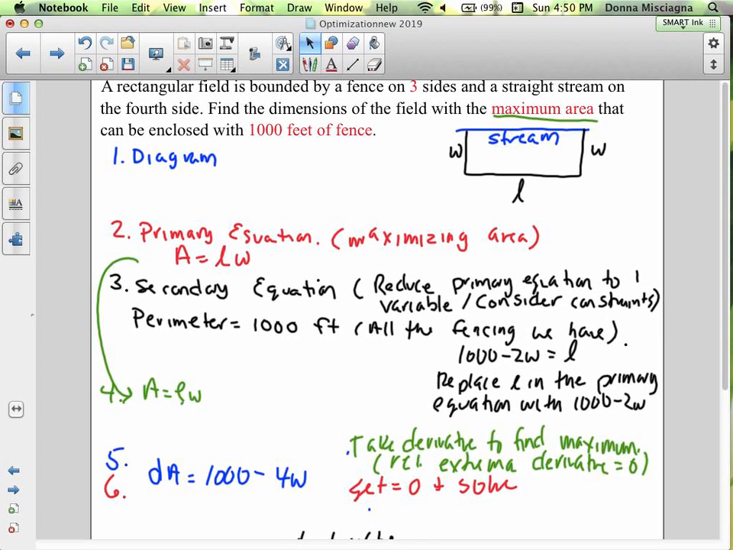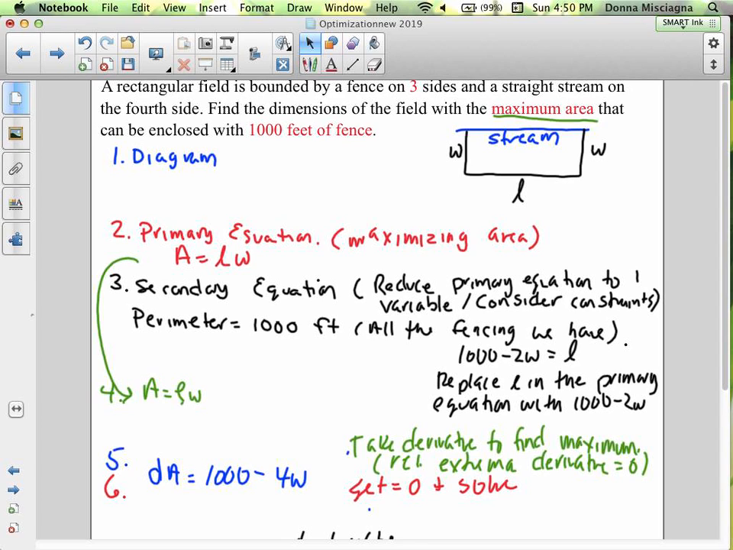Now we have a problem. We have too many variables, right? We can't have a length and a width. So we're going to use a secondary equation to reduce the primary equation to one variable. The A is not the problem, it's the length and the width. And you also have to consider constraints, right? Because do we have an unlimited amount of fence? If I had an unlimited amount of fence, I can make an even bigger area, right? I don't have unlimited fence. I have 1,000 feet of fence. That's all the fencing that we have.